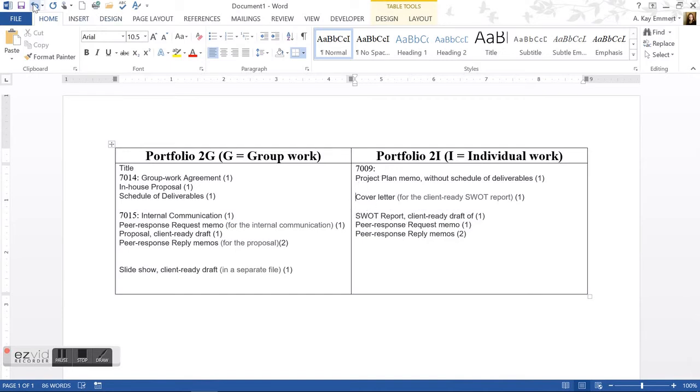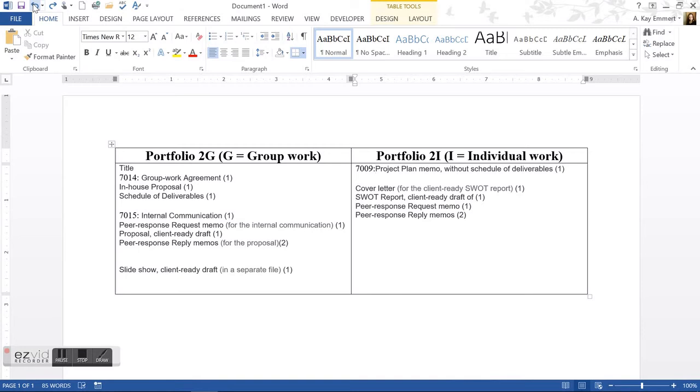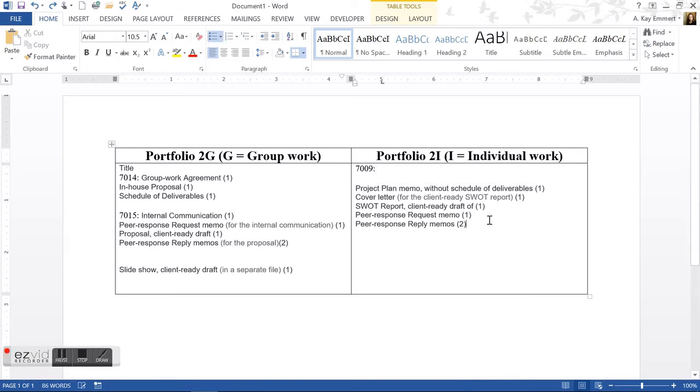However, you also have the option of doing a second revision of anything in your Portfolio 2G. So for example, this is a situation where maybe you just happen to be in a group with a bunch of people whose standards or level of quality of work or their understanding of the concepts are just not as high as yours, and you think that you could do a better job than this. So keep this in mind. You can revise 7014 and 7015 individually.